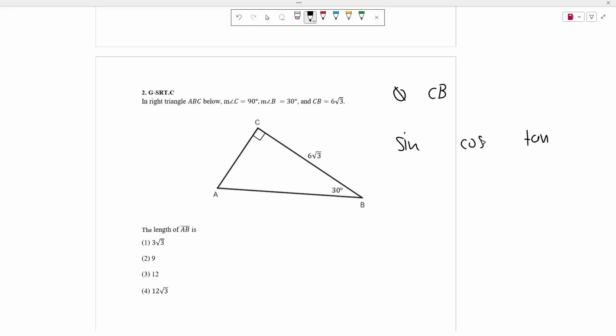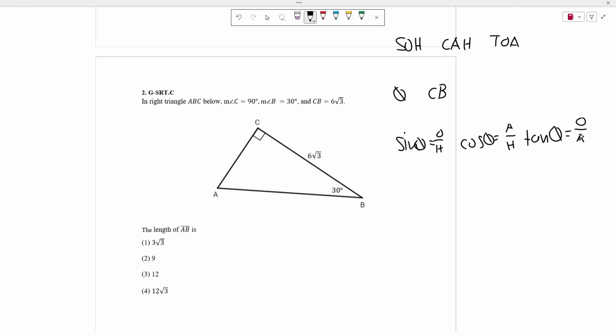If you need a way to remember what sine, cosine, and tangent are, remember SOH CAH TOA, right? Sine is equal to opposite over hypotenuse. Cosine is equal to the adjacent side over the hypotenuse. That's what the AH is. And tangent is equal to the opposite side over the adjacent side.